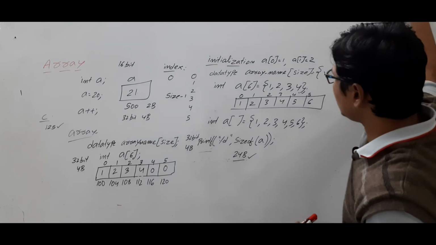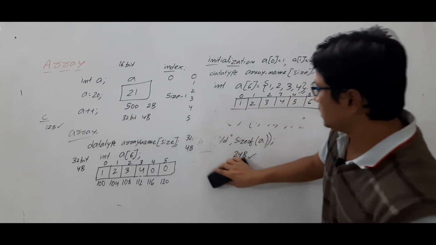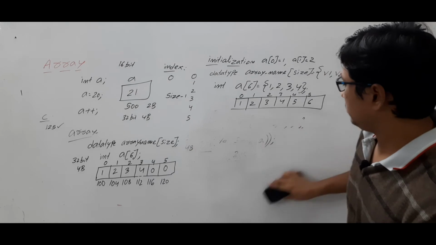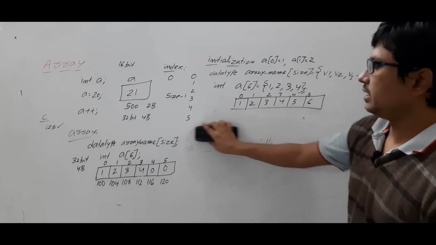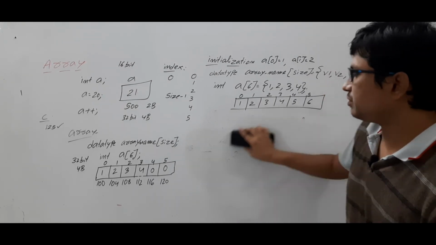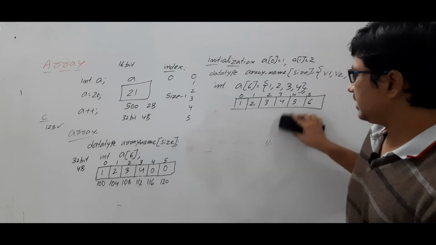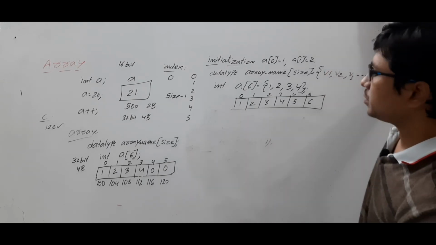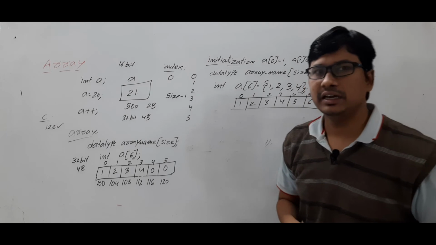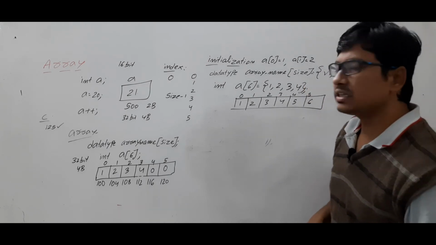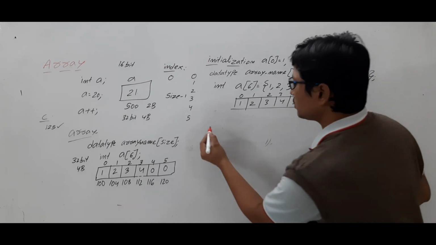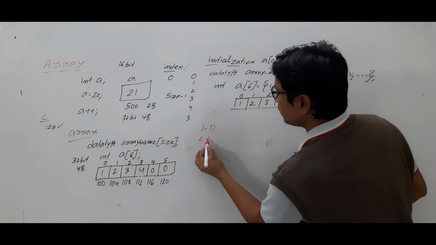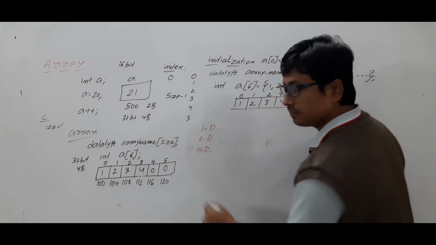Okay. Now let me discuss one more important point. Arrays are classified into various types such as one-dimensional array, two-dimensional array and multi-dimensional array. Let me discuss them. What is a one-dimensional array? What is a two-dimensional array? And what is a multi-dimensional array?